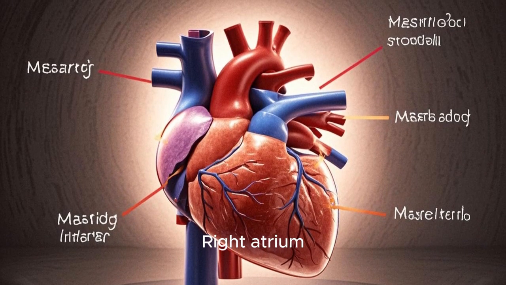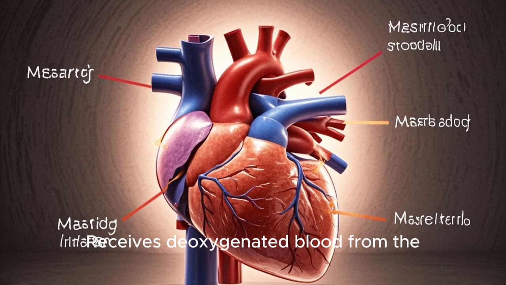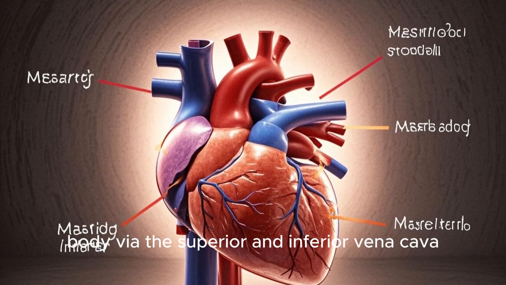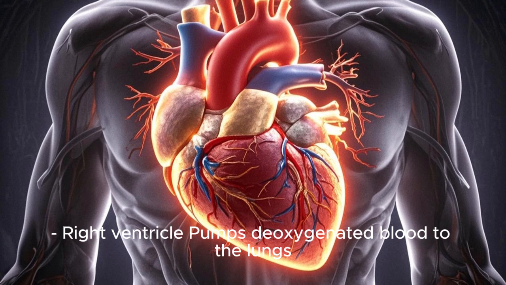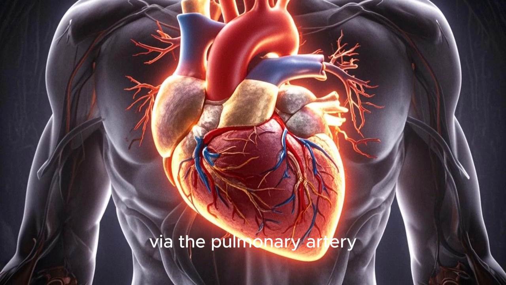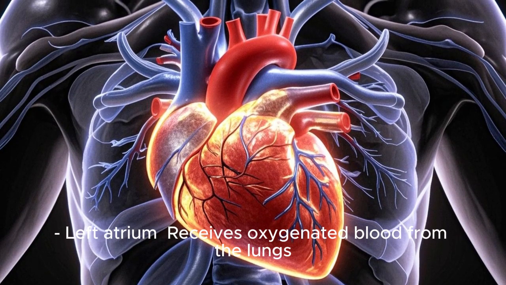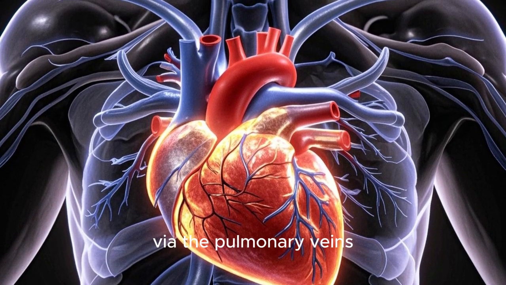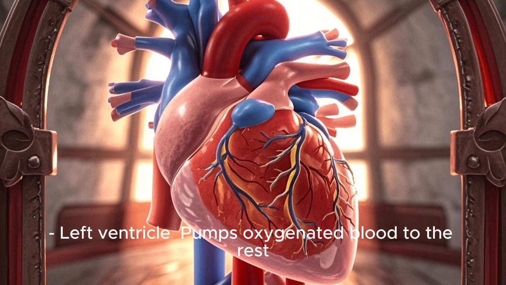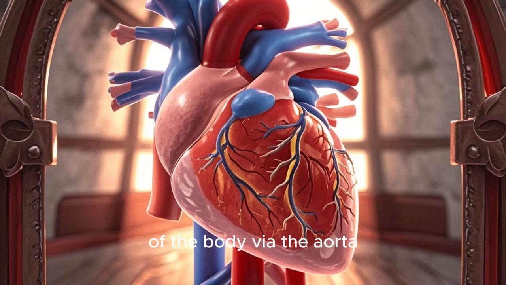Right atrium: receives deoxygenated blood from the body via the superior and inferior vena cava. Right ventricle: pumps deoxygenated blood to the lungs via the pulmonary artery. Left atrium: receives oxygenated blood from the lungs via the pulmonary veins. Left ventricle: pumps oxygenated blood to the rest of the body via the aorta.